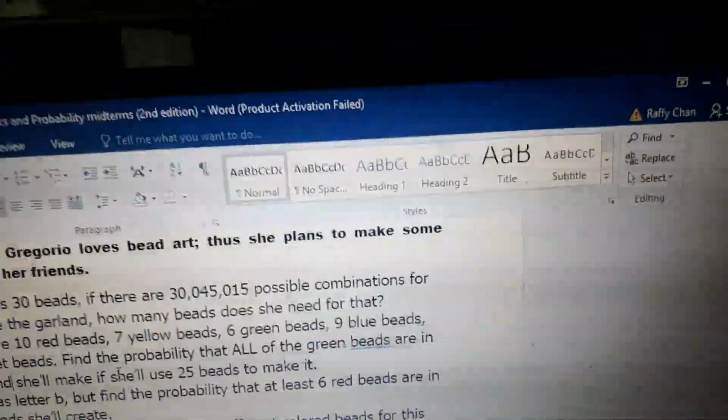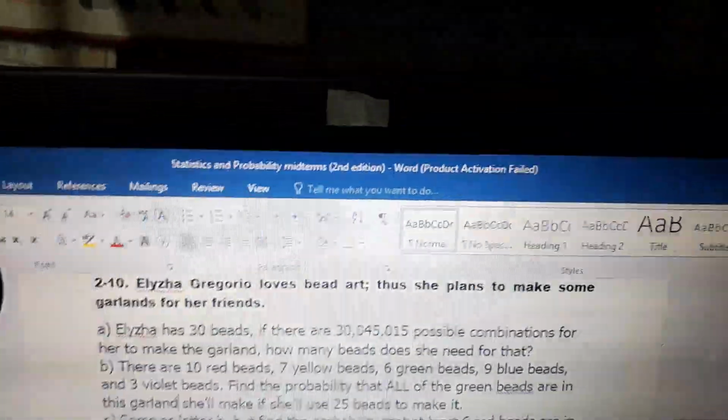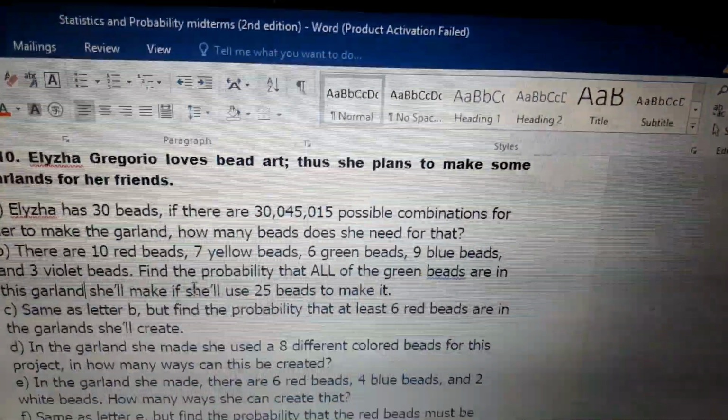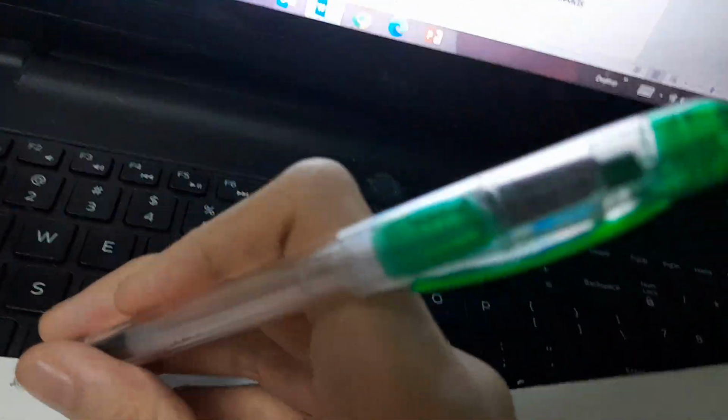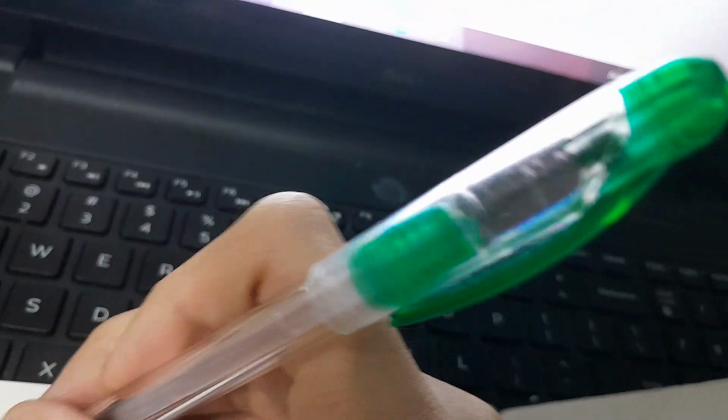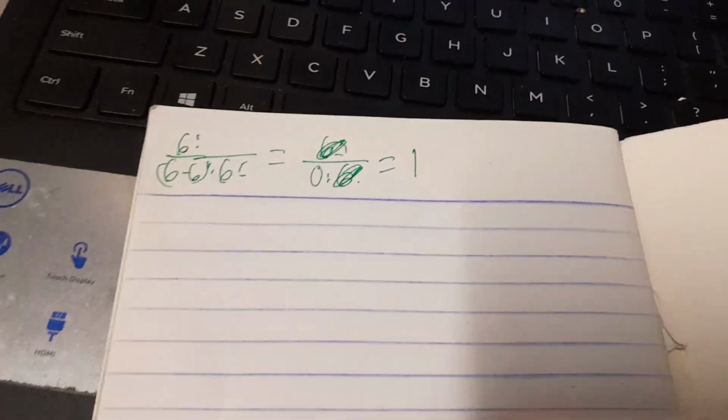If we are to do this on paper, remember this: 6 factorial, over 6 minus 6 factorial times 6 factorial. This will be translated as 6 factorial, 0 factorial, 6 factorial. This one cancels, and 0 factorial is translated to 1. So therefore, that's just 1.